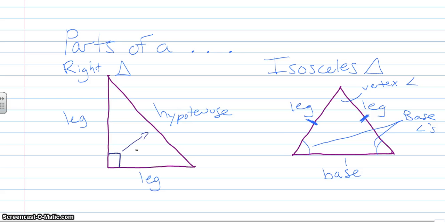In an isosceles triangle, the side that has the two angles that are congruent on either side of it is called our base. Now this base can be rotated. It can be here. It all depends on where the congruent angles are. Our other two sides are called our legs. Our angles that are congruent are called our base angles. And our third angle that is not congruent to the other ones, unless it's an equilateral of course, is called our vertex angle. So again, that vertex angle can rotate depending on where those other two congruent angles are.